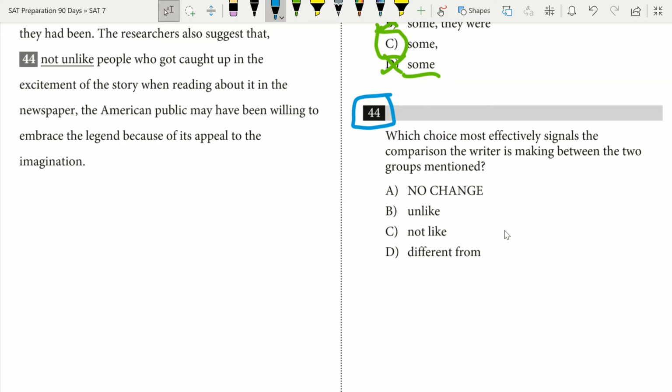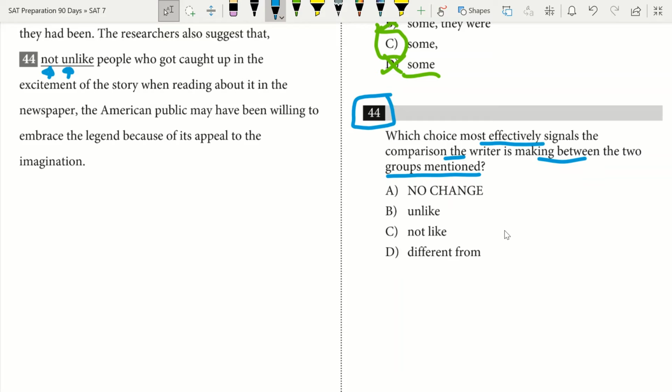I call it the trump card trick, right? Now, it's not dealing with anything with Donald Trump, but it's called the trump card trick because this kind of trumps everything else, right? So generally, if we're looking at which choice most effectively signals a comparison the writer is making between two groups of people mentioned, we generally would want to avoid using not unlike, right? Because we know that not unlike just means like. So we would probably want to avoid A is what we would be immediately thinking.